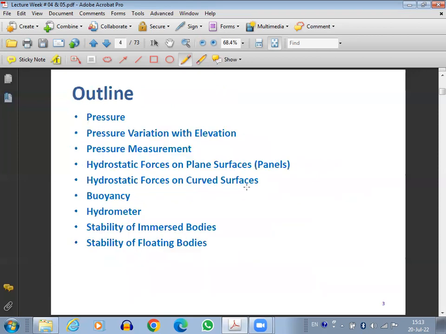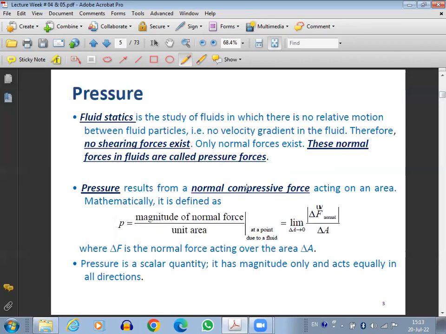The topics are: pressure variation with elevation, pressure measurement, hydrostatic forces on plane surfaces, hydrostatic forces on curved surfaces, buoyancy, hydrometer, stability of immersed bodies, and stability of floating bodies. These are all the topics that cover the subject of fluid statics. So let's first discuss the most important thing in fluid mechanics, which is pressure.